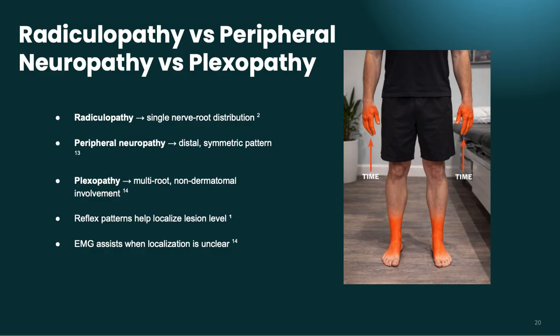A plexopathy does not confine itself to a single nerve root. Dumitru et al. describe plexopathies as, quote, involving multiple roots or peripheral nerve elements, producing deficits that fail to conform to a single myotome or dermatomal distribution. Peripheral neuropathy has a different pattern again. England et al. defined distal symmetrical polyneuropathy as, quote, a length-dependent, symmetric sensory predominant neuropathy. Symptoms typically begin distally in both feet and progress proximally in a symmetric fashion, non-root based.